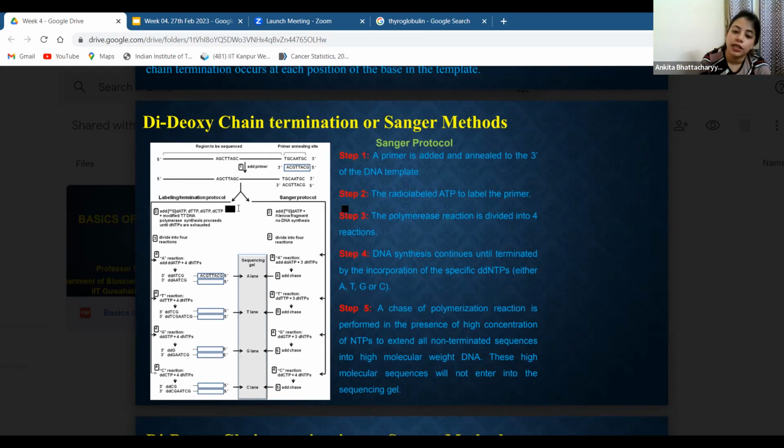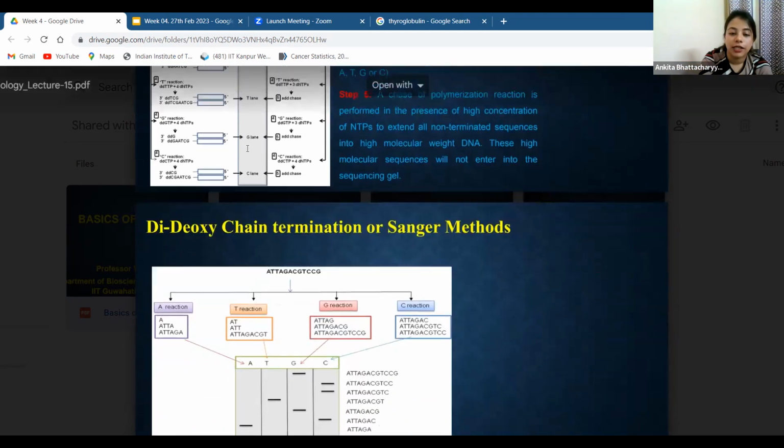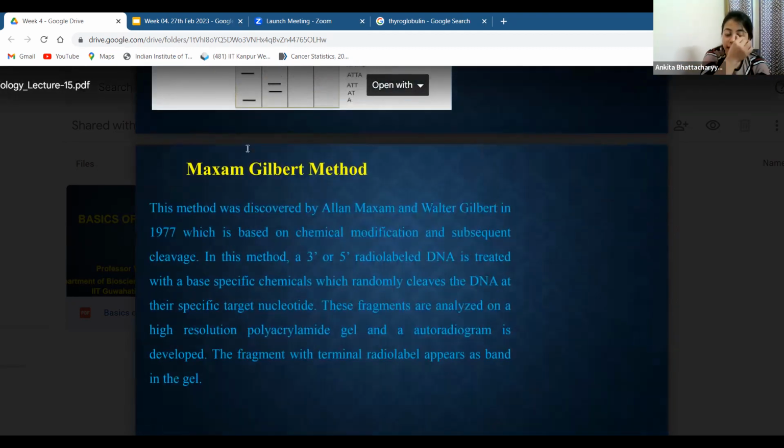So you can actually figure out where exactly the chain has terminated, and you'll be able to trace it back that this particular position within my sequence of interest contains A or does not contain A, vice versa. So that's how the dideoxy method exactly works.